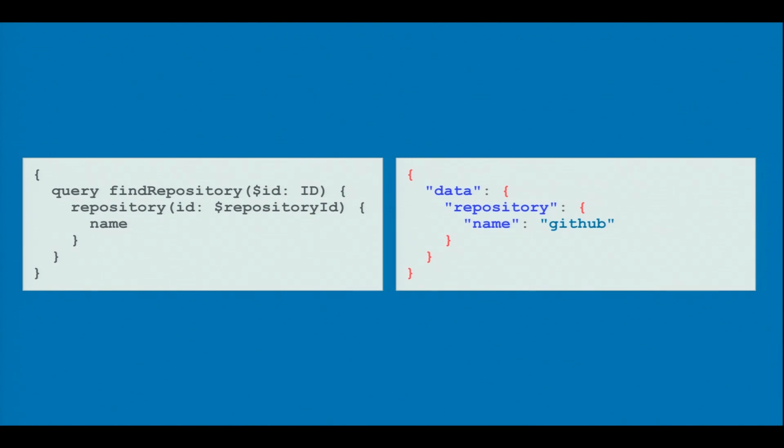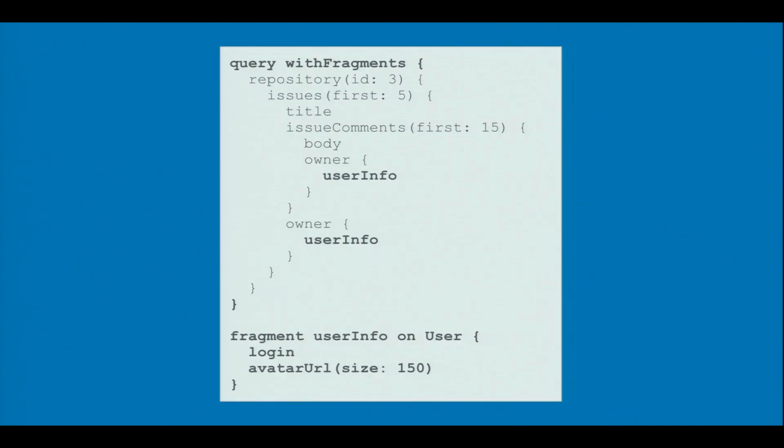So going back to the initial query that we had, you can see, okay, I'm going to go find a repository with a given ID, get the name, and then you see the results on the other side. So that's a very quick entry into how we define objects and how we query them. There's a couple of other things that make GraphQL a little bit powerful, but I'm just going to go through them pretty quickly.